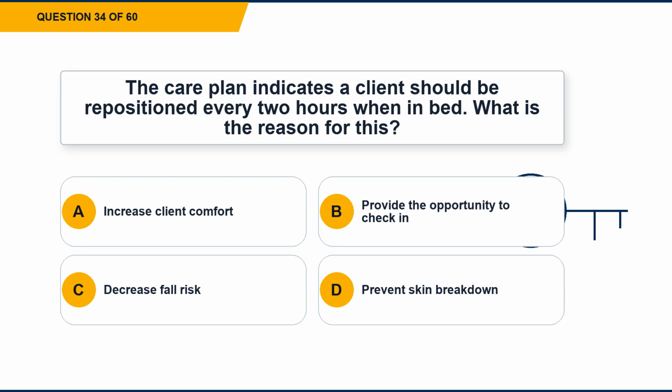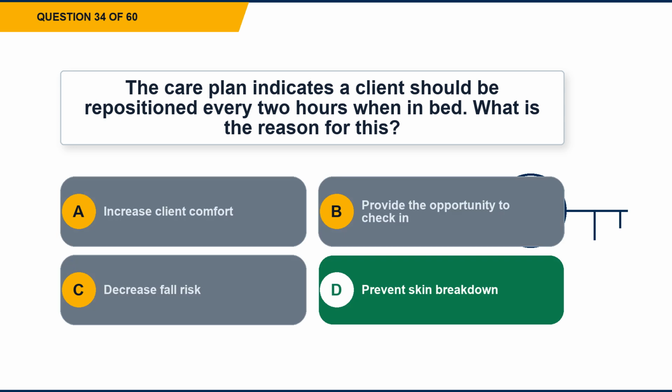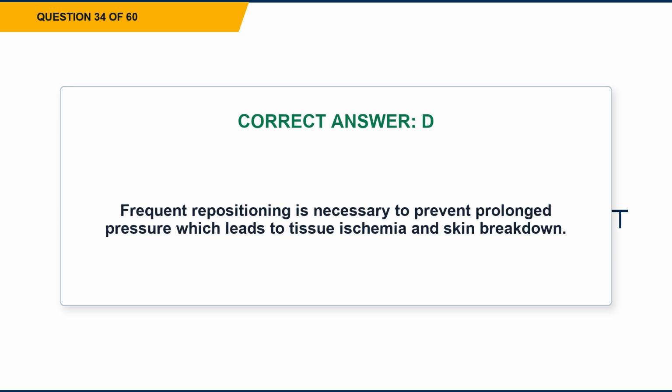Question 34. The care plan indicates a client should be repositioned every 2 hours when in bed. What is the reason for this? Option A, increase client comfort. Option B, provide the opportunity to check in. Option C, decrease fall risk. Option D, prevent skin breakdown. The correct answer is option D, prevent skin breakdown. Explanation: frequent repositioning is necessary to prevent prolonged pressure which leads to tissue ischemia and skin breakdown.